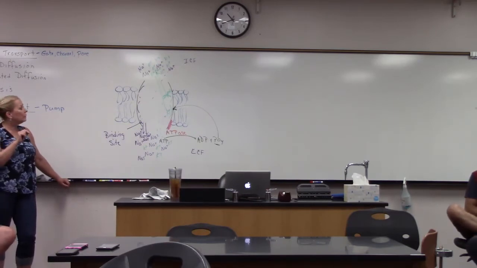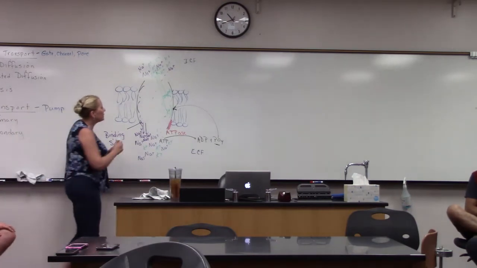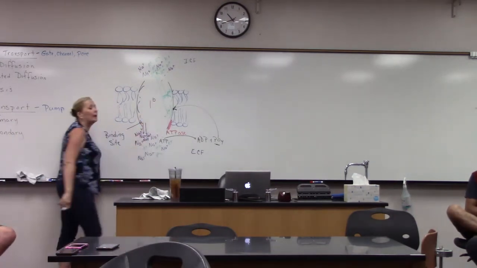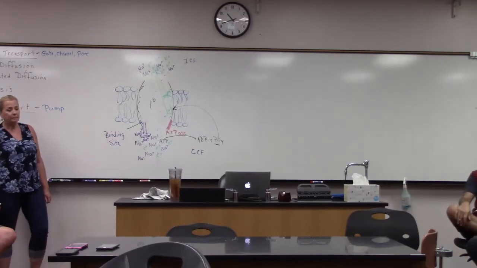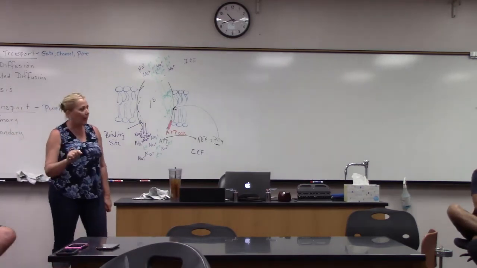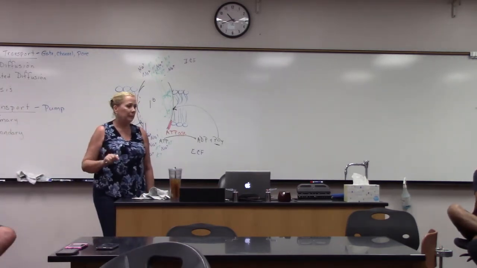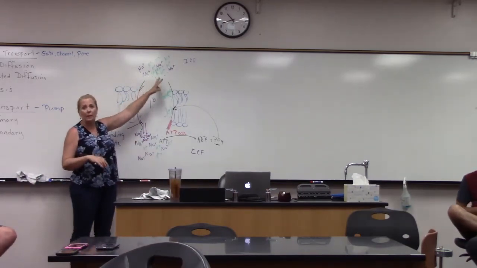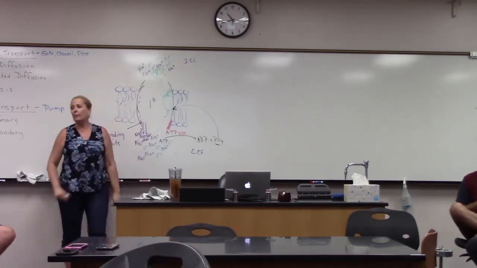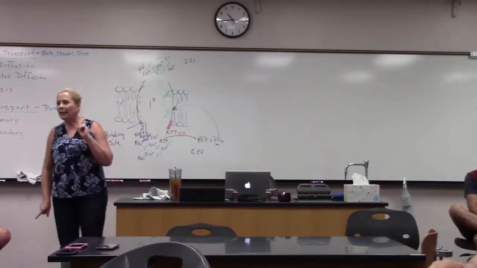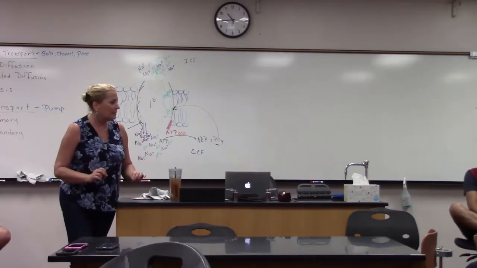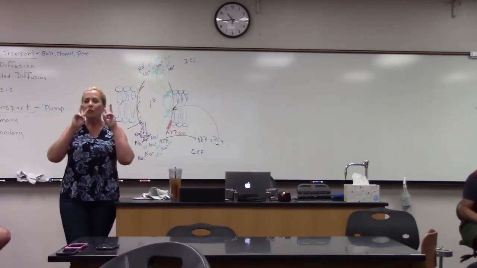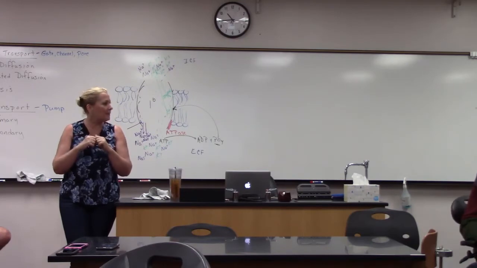Now, the important thing for you to notice also, we call this type of pump a primary active transport pump. And the reason it's called primary is because you can only move one kind of chemical at a time. So we moved sodium first, and when we were done with that, then we moved potassium. But we only moved one type of chemical at a time, and that would be primary active transport. The difference between primary and secondary is just this. In secondary, you can move two types of chemicals at the same time.